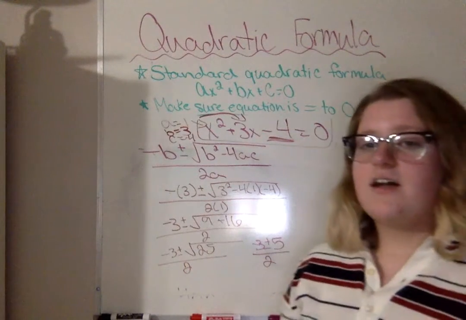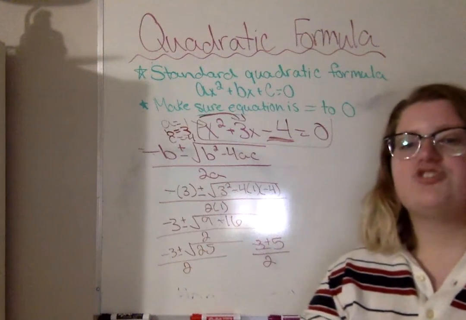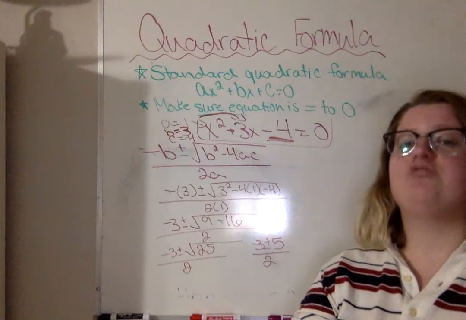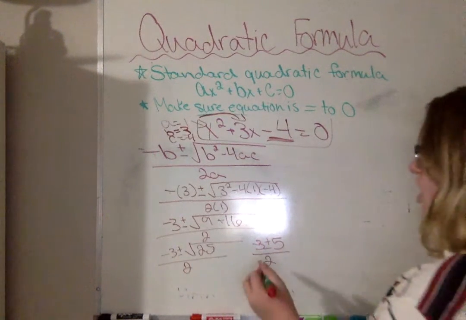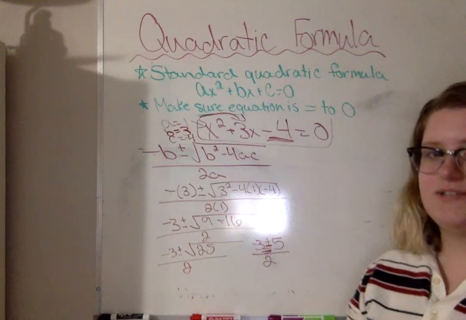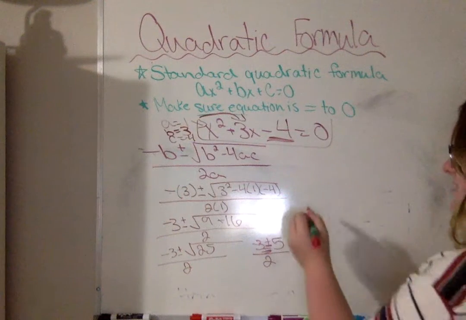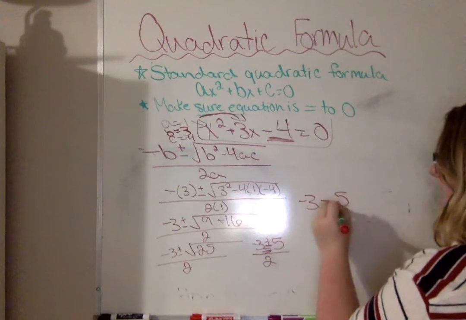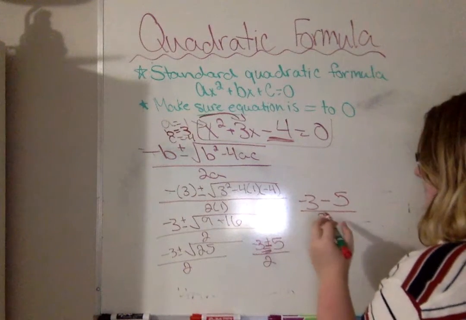So you might think, wow, I did it. I solved it. But you haven't just yet, truly. You need to solve for the positive and negative option. When I say that, this is what I mean. -3 minus 5 over 2.